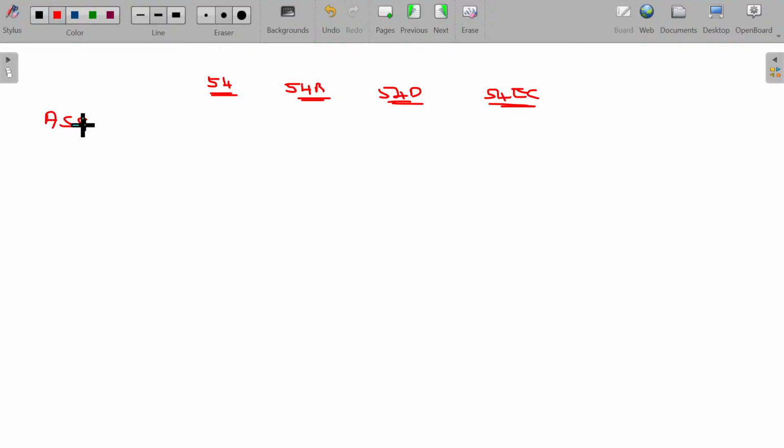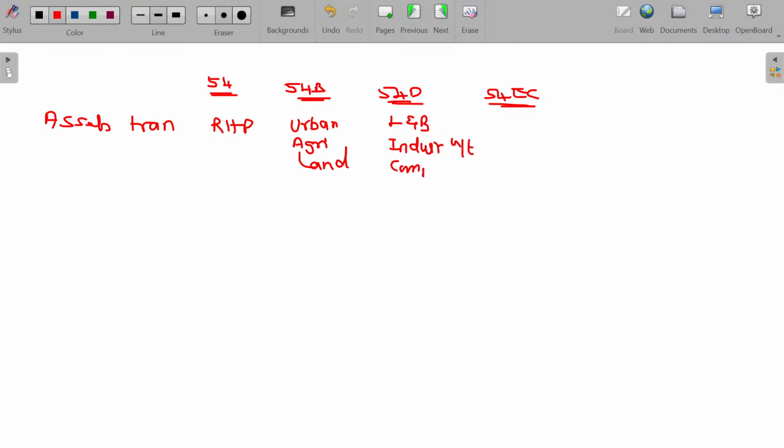What asset is transferred? Residential house property, which falls under section 24, income from house property. This one, urban agri land. This one, land and building for an industrial undertaking compulsorily acquired by the government. 54 EC, land and building, even including residential house property.